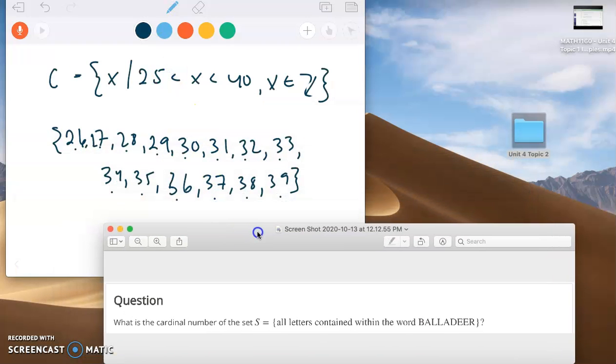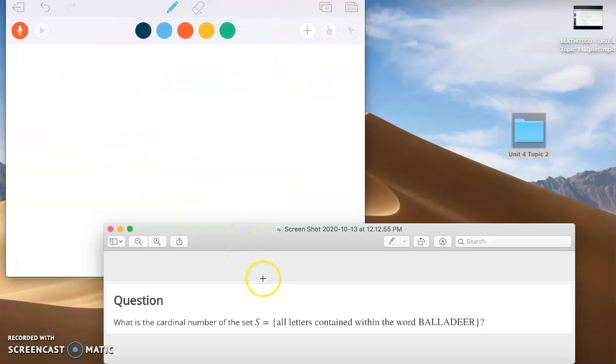I want to go through this one specifically because of the repeating thing. So what is the cardinal number of the set S equals all letters contained within the word balladeer? All right, now this is kind of confusing because if you were just to count the letters 1, 2, 3, 4, 5, 6, 7, 8, 9, you would have the cardinal number of 9, but that's not right because we have some repeating letters. So let's look at the unique letters.